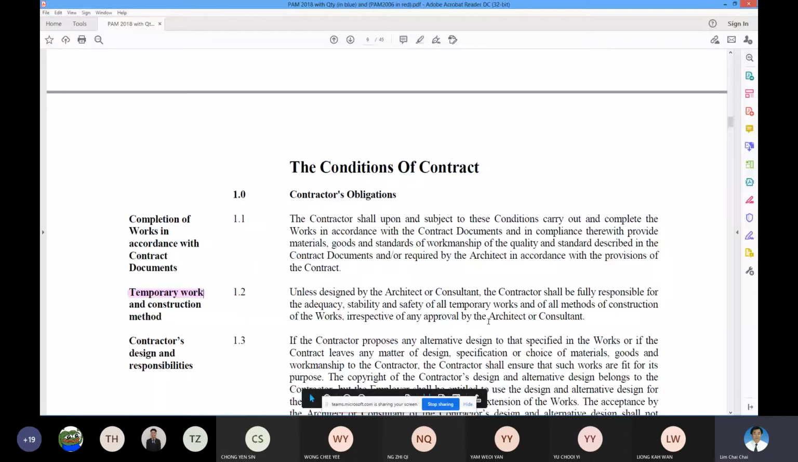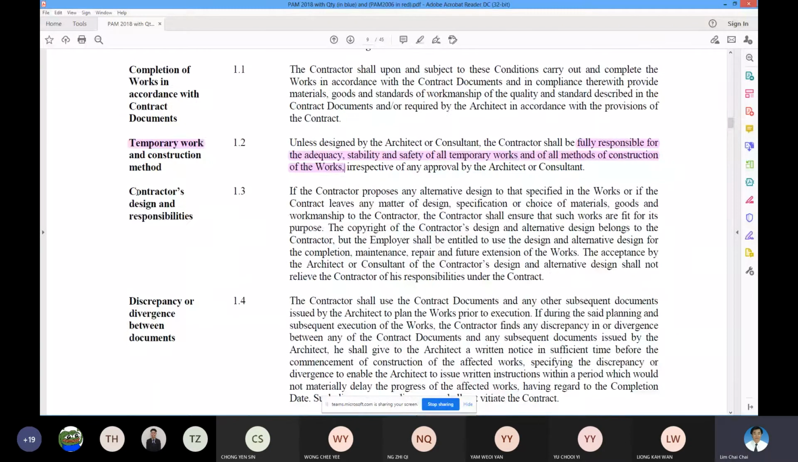So under temporary work, the contractor is fully responsible for the safety, adequacy, design, and everything. Okay, so this is situation number 1. Same case for situation number 2, which is 1.3. Okay, contractor design responsibility here. See here, contractor design responsibility.